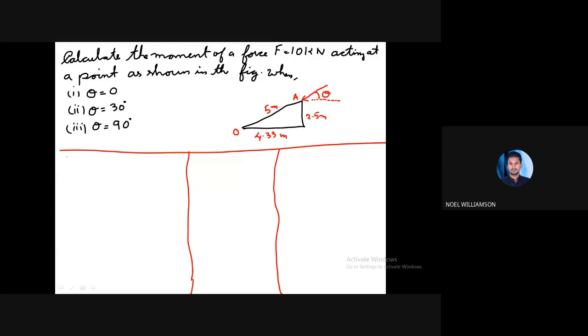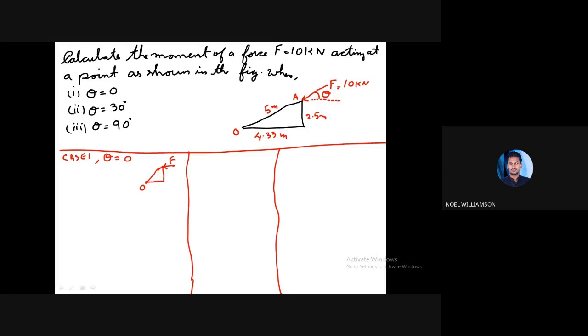So the first case, that is case 1, that is theta equal to 0. In that case, the force F is equal to 10 kilonewton. So how does the figure come? Theta equal to 0 means the force is acting like this. F is acting like this. So the moment center is point O.